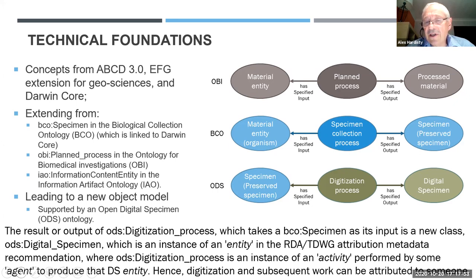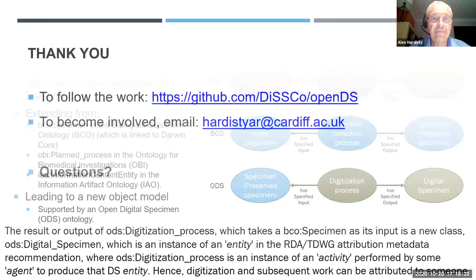And at the highest level, we tie this in with the Research Data Alliance TADWG attribution metadata recommendation, where digital specimens are instances of entities in the PROV model, for those of you that are familiar with the PROV model. And the digitization process is an instance of an activity that can be performed by some agent to produce that entity. Hence, digitization and subsequent work on that digital specimen can be attributed to someone.